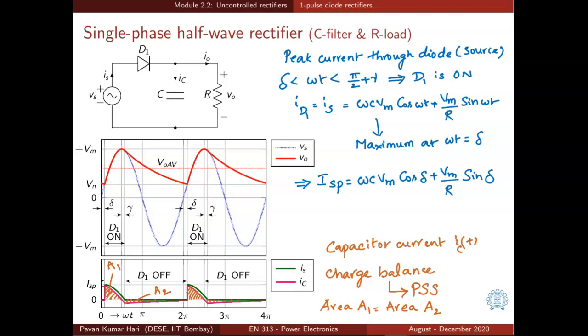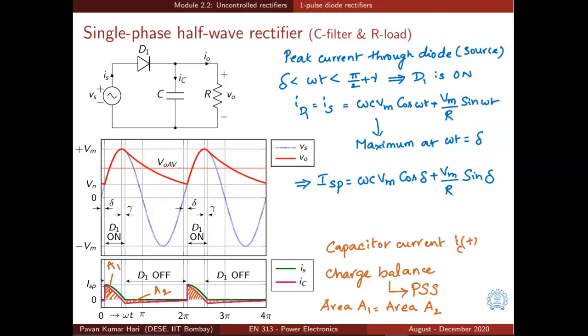If you look at the capacitor current alone, that is omega C Vm cos omega t, that alone in the first interval, and then in the second interval it will again be an exponential function. We can observe the principles of periodic steady state. And how does a capacitor behave in periodic steady state? Charge is balanced, or amp seconds are balanced, in a capacitor. There is no net charge getting deposited in a capacitor.